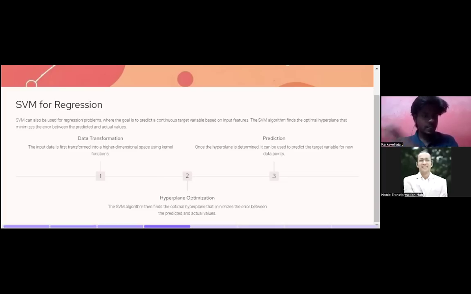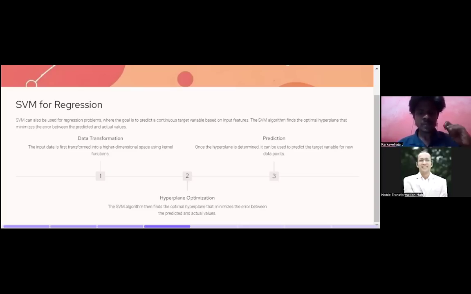First is data transformation. The input data is first transformed into a high dimensional space using a kernel function. As I mentioned, whenever you have data in some format, it tries to map it to the high dimension. That's the first thing. Then hyperplane optimization. The SVM algorithm then finds the optimal hyperplane that minimizes the error between the predicted and actual results. Once we have mapped our data to the high dimension, we will train the model, and the optimization tries to minimize the error between the actual result and the model predicted result.